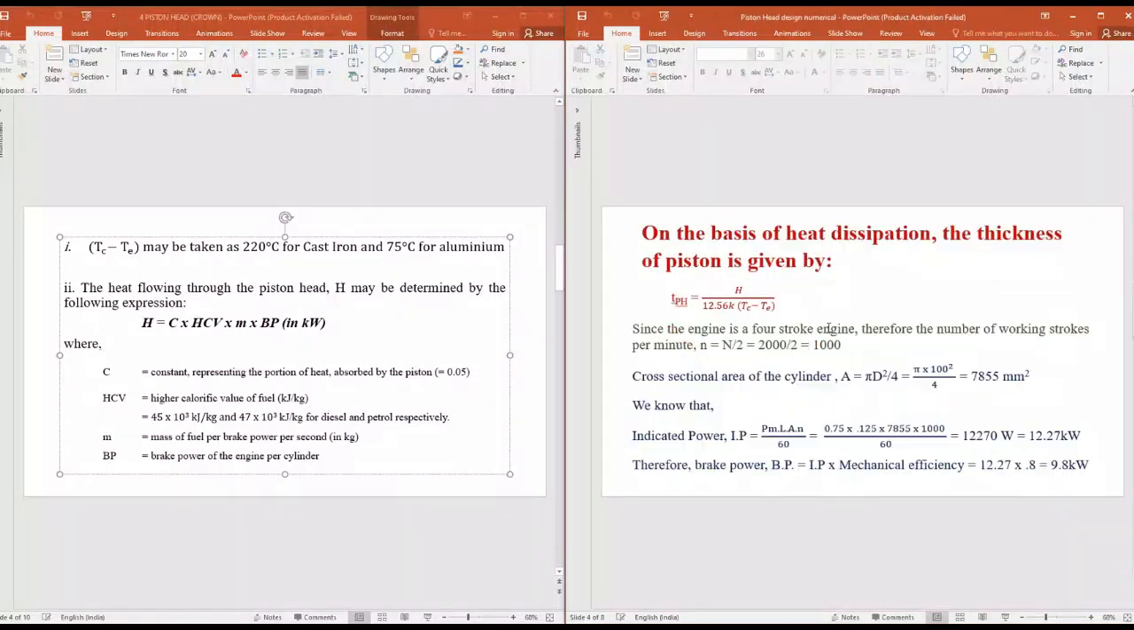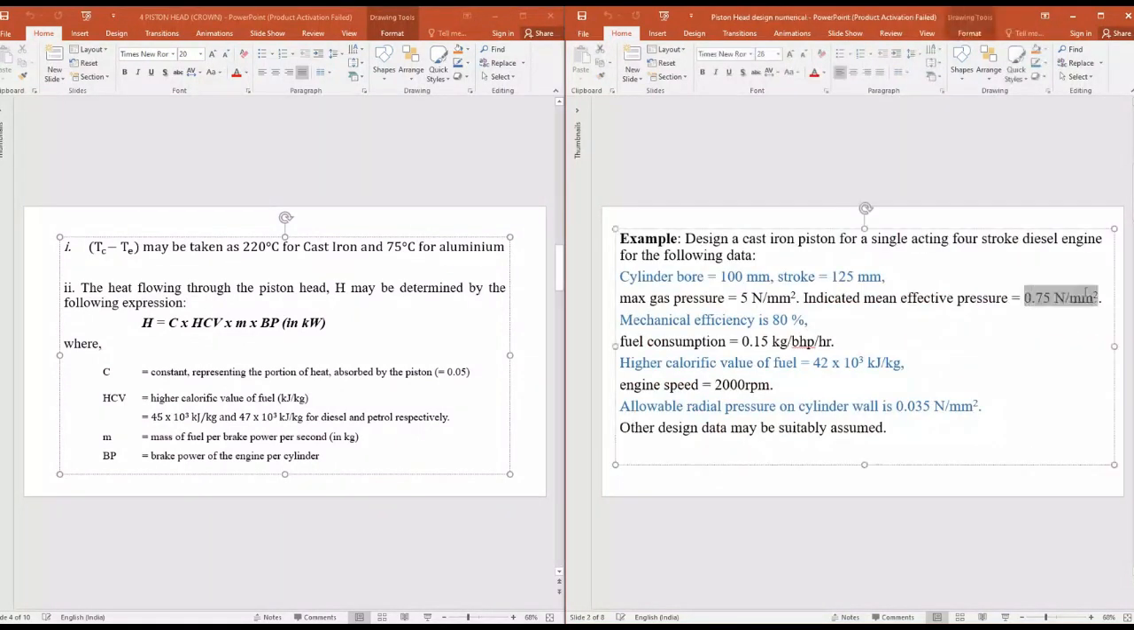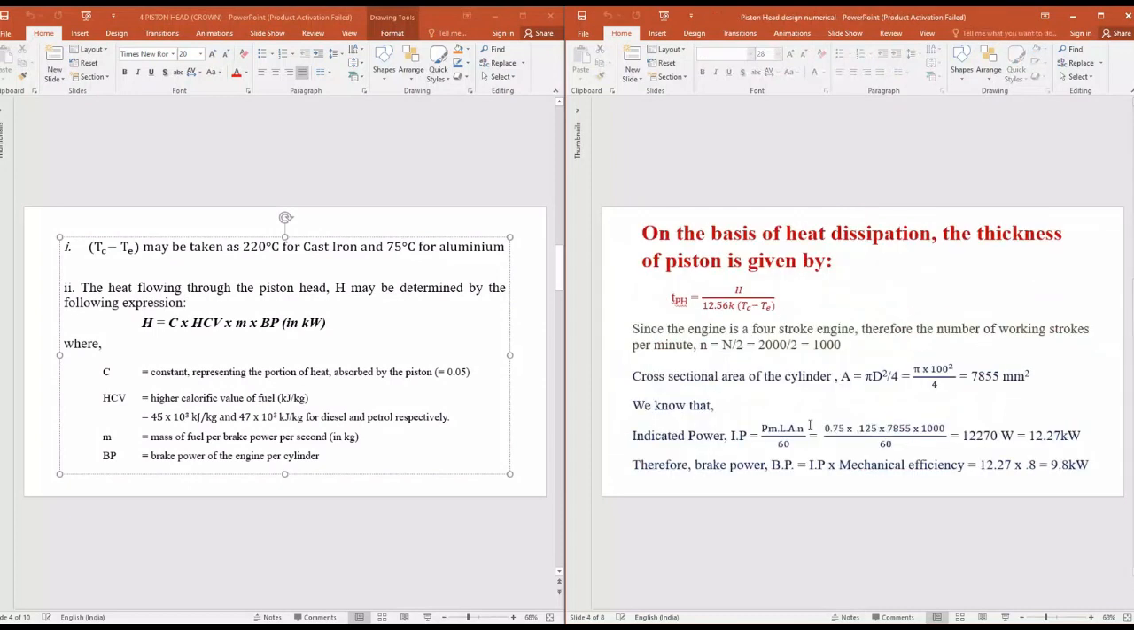So if you go back to the previous slide, in order to calculate BP we need to have IP. We already have mechanical efficiency as 80%. So BP is mechanical efficiency into IP. Now what is IP? Indicated power. The formula for indicated power is P L A N by 60, where PM is mean pressure. We already have mean pressure as 0.75 here. Therefore we can directly put this.